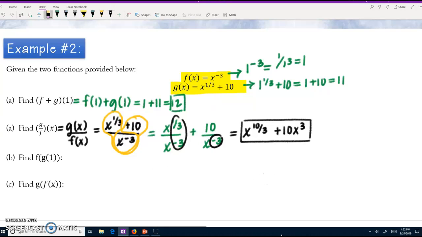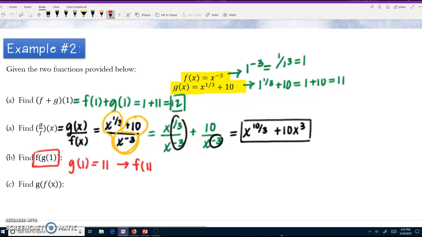Next up, we've got some more function composition. So let me try to make sure I have enough room here. And I want to find f of g of 1. Now this is kind of nice because I don't have to go through and do the full analytical function composition with x. I can just start plugging in values. So what I recommend doing first is finding g of 1, which we actually already found earlier. It was 11.